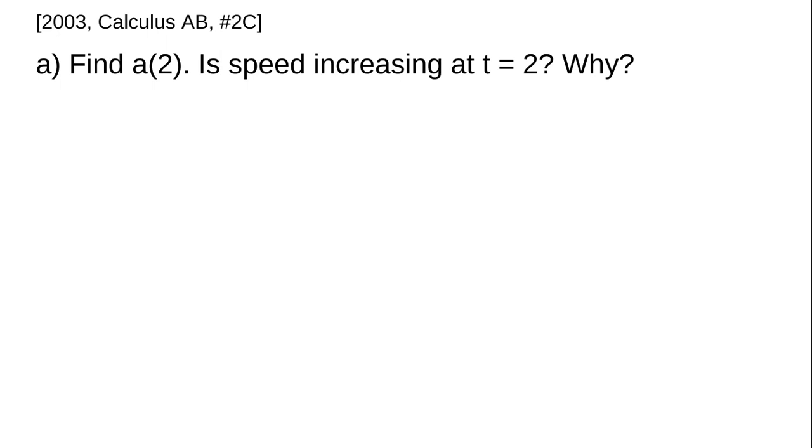This is from the 2003 exam. It's question number 2, and it is calculator active. In the question stem, we are provided with a particle moving along the x-axis, a velocity function v of t, and the initial condition that the position of the particle at time t equals 0 is 1. In part A of this question, we are asked to find the acceleration of the particle at t equals 2 and determine if the speed of the particle is increasing at t equals 2 or not, and to explain why.